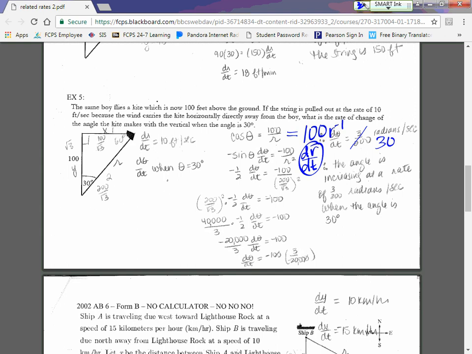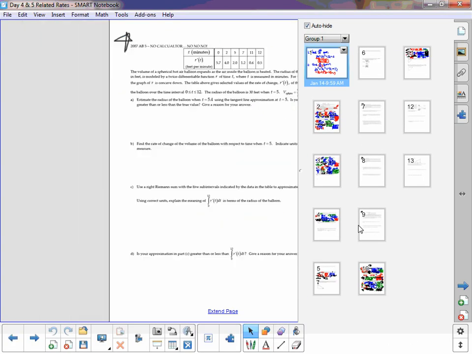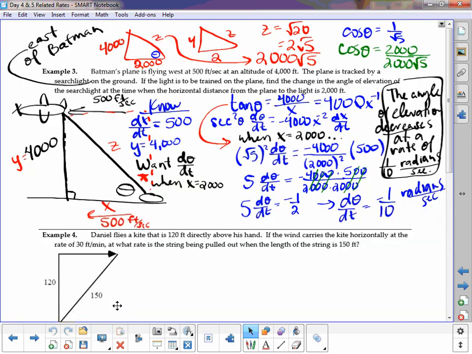Whoops. So again, we'll go over this, but if you had that this became negative 3 over 20, you were correct with that. Okay, but let's take a look at that one. Oh, sorry, it was positive 3 over 20. So it's increasing at a rate of 3.